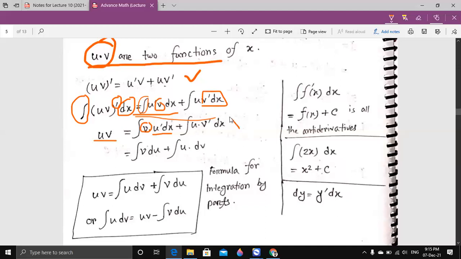Now if you want to find this value, there is a small formula I already talked about before: dy is equal to y derivative dx. Here we have v derivative dx, so we can write dv, right? And from u derivative dx, we can write du. So it will make the integral of v du plus the integral of u dv.